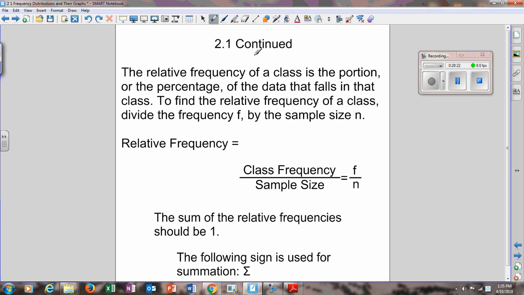All right, see it says 2.1 continued. Attention. Nice work today. Assuming you actually did work today and didn't watch Criminal Minds. All right.